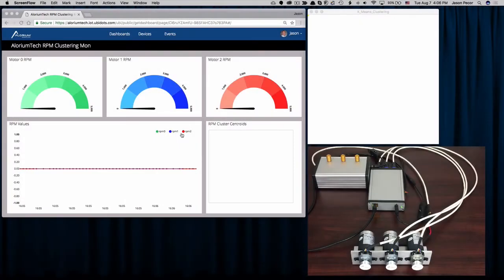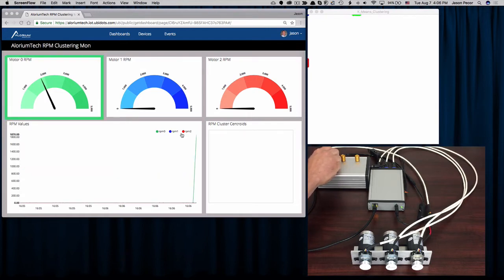Let's take a quick look at the Ubidots dashboard itself. It's pretty self-explanatory. As you can see, we've got motors 0, 1, and 2 across the top, green, blue, and red. If I turn the RPMs up on motor 0, you'll see the green gauge jump up, and you'll also see the graph down below start to move.